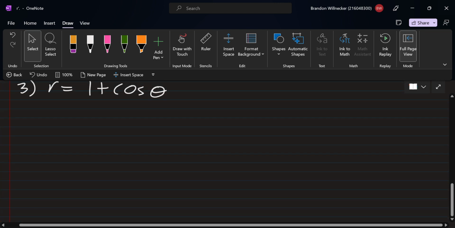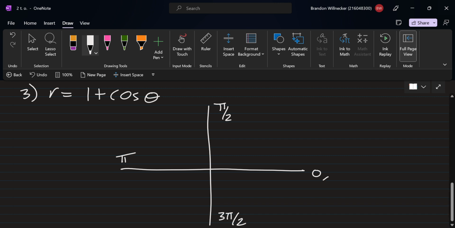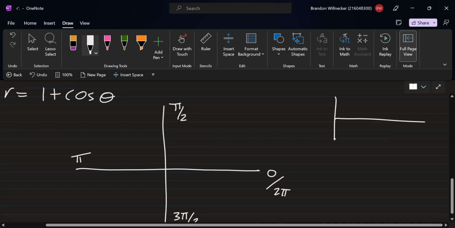Same thing as before. We draw in our lines to help us. Please put more if you need, but this will just be for 0, pi over 2, pi, 3 pi over 2, and then back at 2 pi. If you want to put in more lines, please do that. And then our little help on the side here.